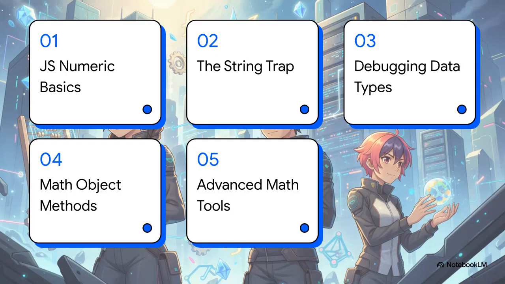Okay, let's dive right into this. Here are the 5 modules we're going to conquer today to prevent those early stage coding bugs. 1. JavaScript numeric basics. 2. The string trap. 3. Debugging data types. 4. The math object methods. And finally 5. Advanced math tools.